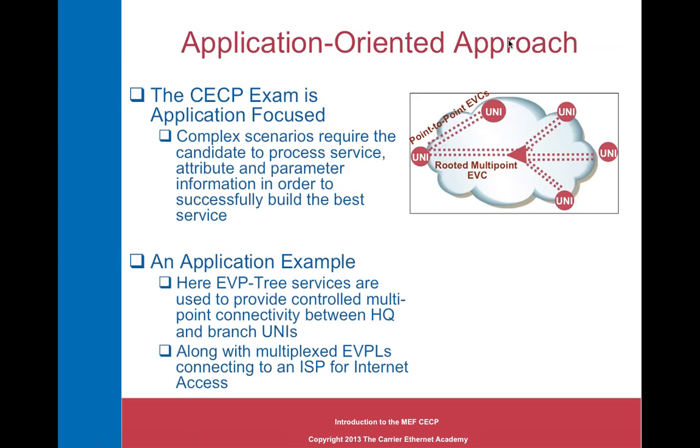This is an example where you have an enterprise with a headquarter and different branch offices, where the headquarter needs to be interconnected with all the branch offices, and where the branch offices cannot exchange information amongst themselves. So you need for that different EVP3 services. And in addition to that, you need connection to an internet ISP. So you have multiplexing at the headquarters with two different EVPLs to connect to the ISP. So this is an example of some work and some different services that we would dissect in the class and help you understand what type of services and what are the attributes that are required depending on the different subscriber requirements or service provider requirements.